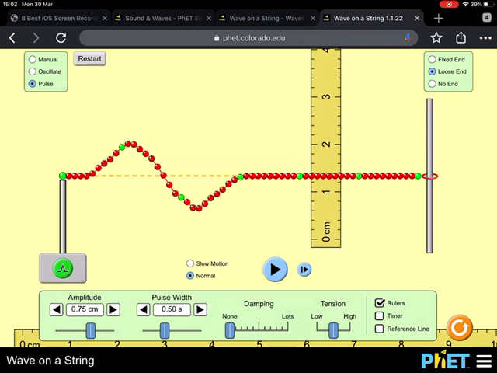Right, so here we've got two waves approaching each other. We've got a wave on the left above the equilibrium position, one on the right below, and I'm going to put it in slow motion. Watch what happens as they approach each other. Just get one net flat line, so total destructive interference.